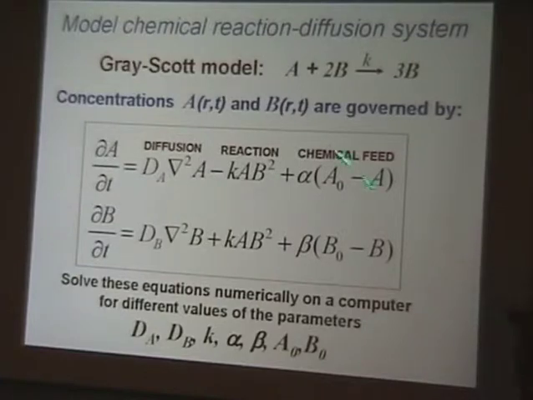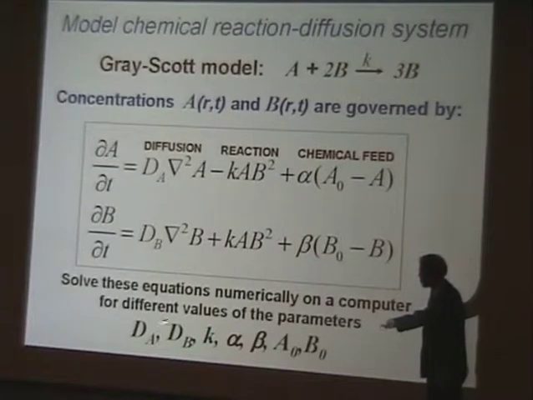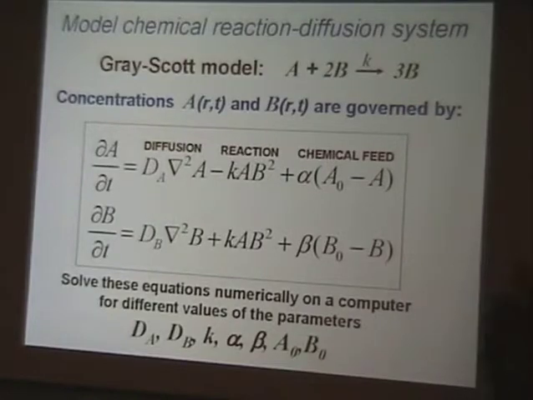Now this is a pair of equations that one can put on a computer and study the solutions for different values of these constants that characterize the system. The rate at which A diffuses, the rate at which B diffuses, the reaction rate for the reaction, and these feed rates and the concentrations in the reservoirs.